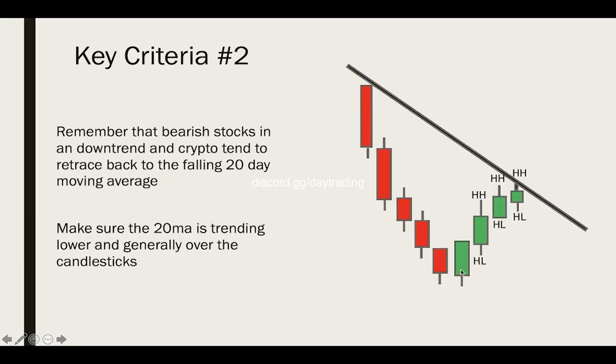Same thing here, guys. The 20-day moving average requirement. Remember, when we're downtrending, when we're shorting, we want the moving average to be trending lower, and we want it to be overpriced, trending lower and overpriced. So we drop from the 20-day moving average, and then we retrace right back to it here.